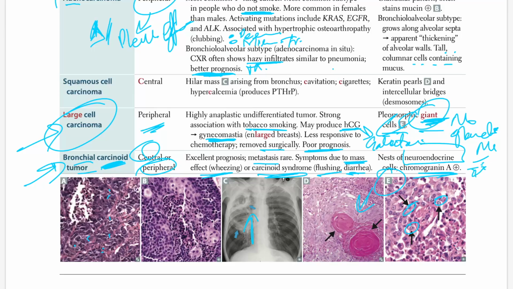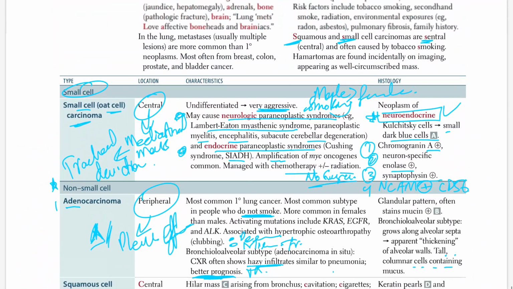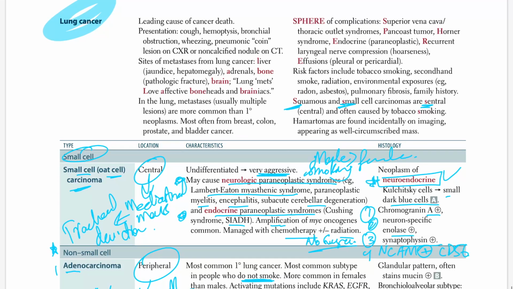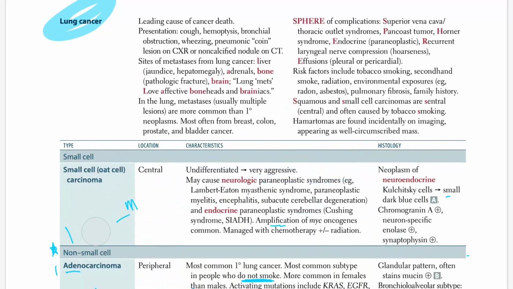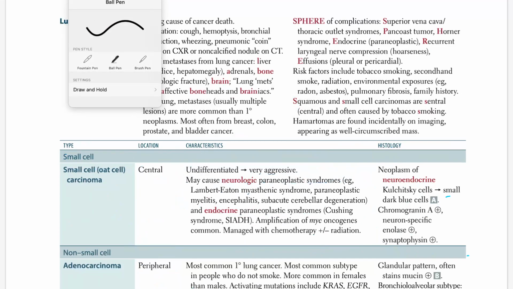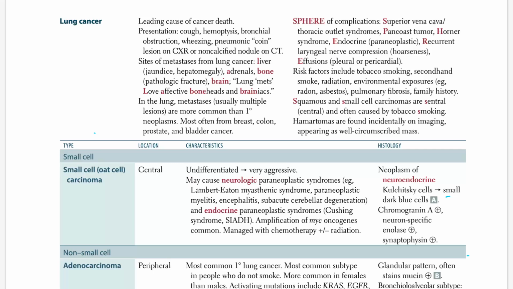Okay, and now let's just quickly revise this and move on to the next one. Okay, let's look at this. So we talked about how presentation wise you can have this coin lesion on the chest x-ray, hemoptysis, or the nodule on the CT. Metastasis is common from the lung cancer as a secondary thing, meaning in the lung the metastasis is more common than the primary cancers of the lung.